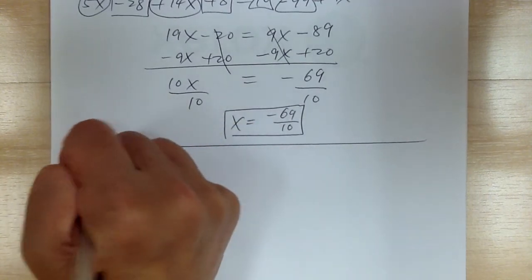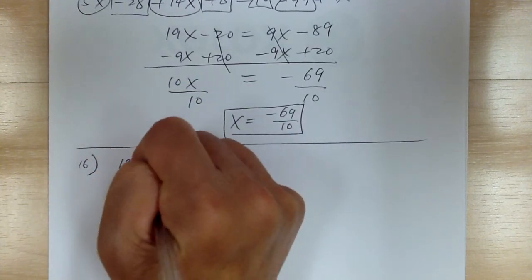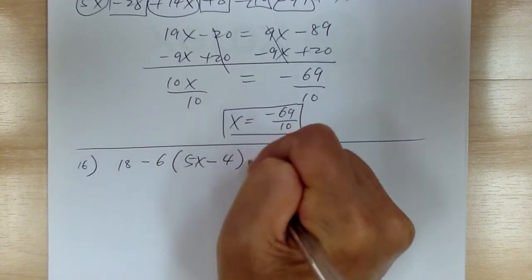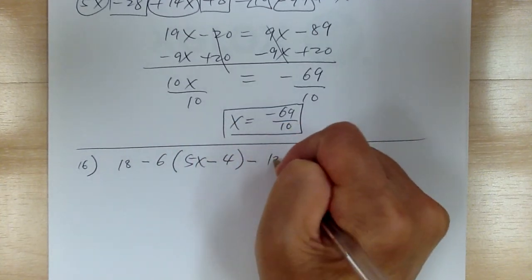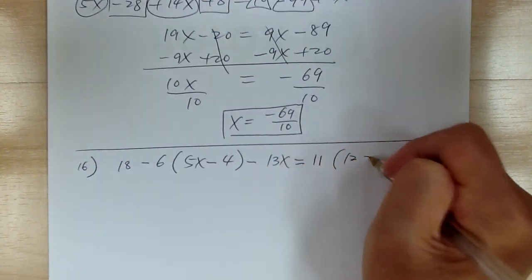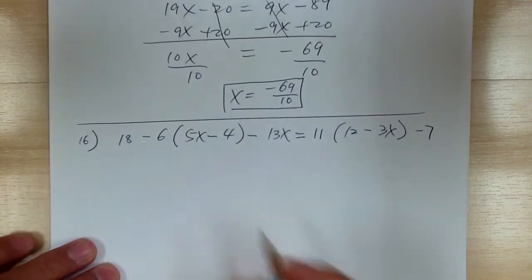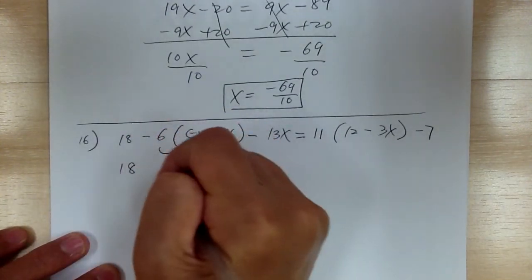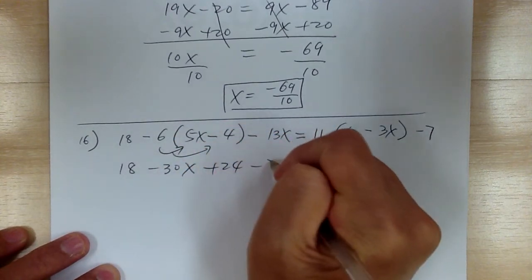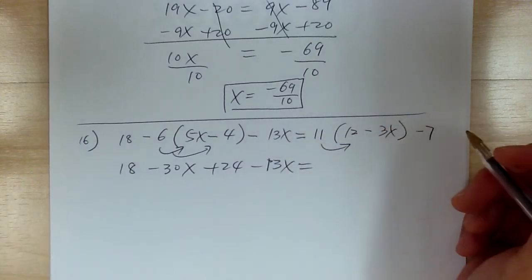Okay, let's go to number 16. You have 18 minus 6 times 5x minus 4 minus 13x equal to 11 times 12 minus 3x minus 7. Again, let's get rid of the grouping symbol. Multiply: negative 30x, plus 24. This one you multiply. You can get your calculator.